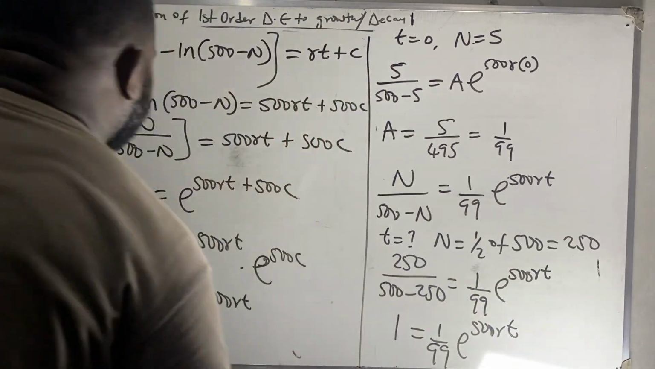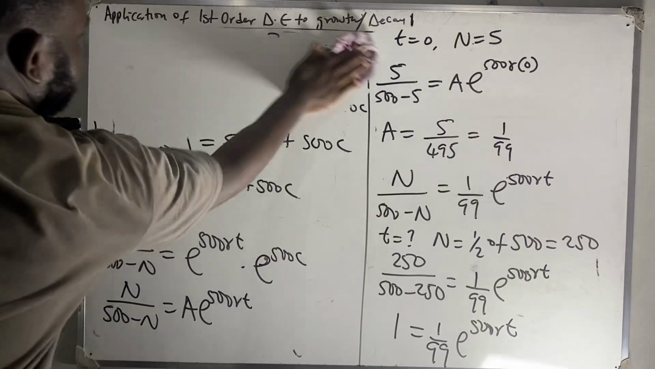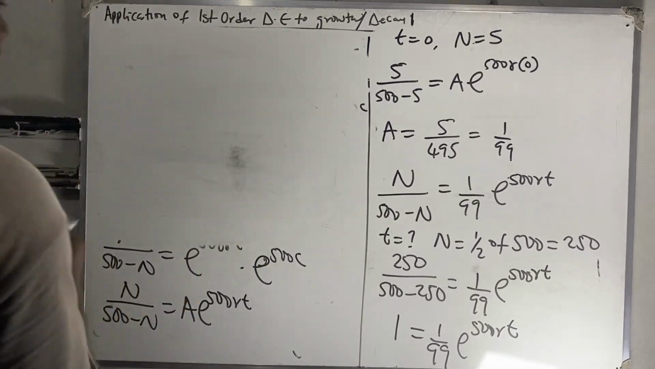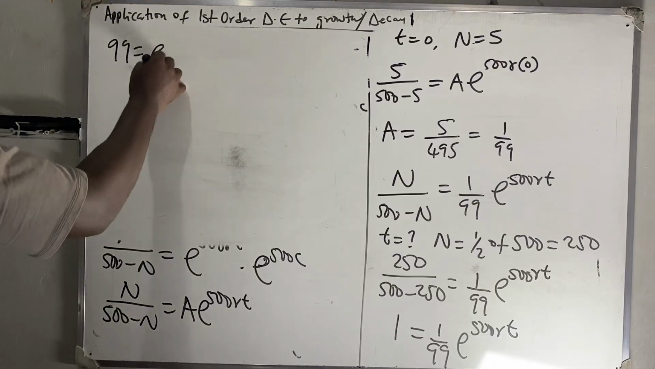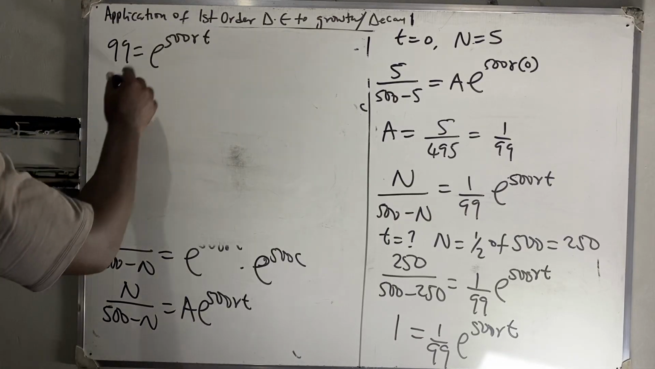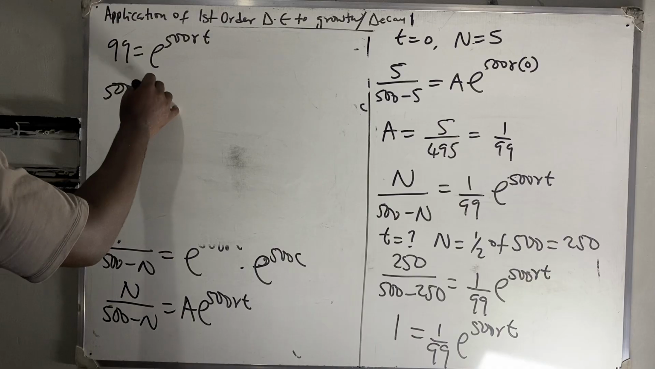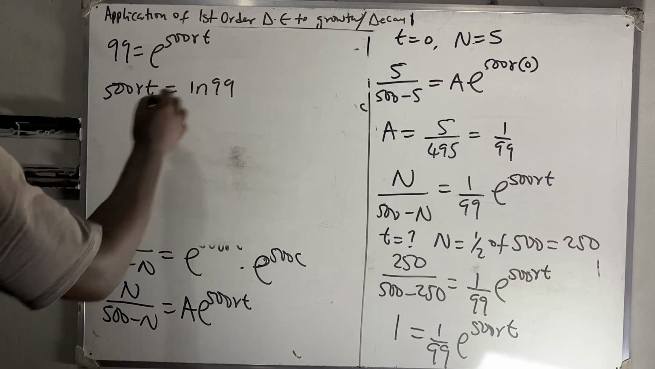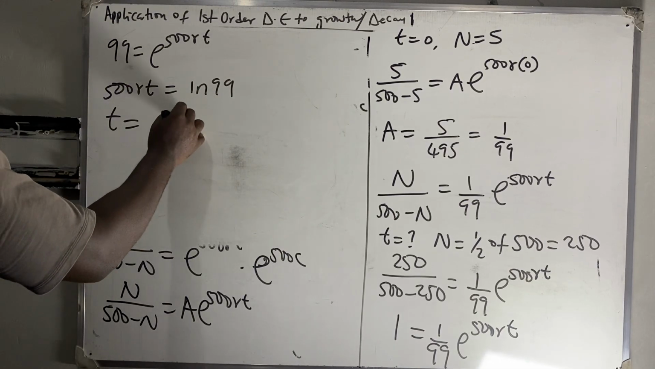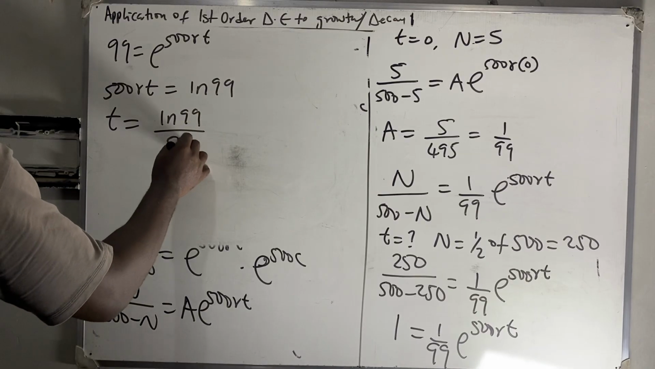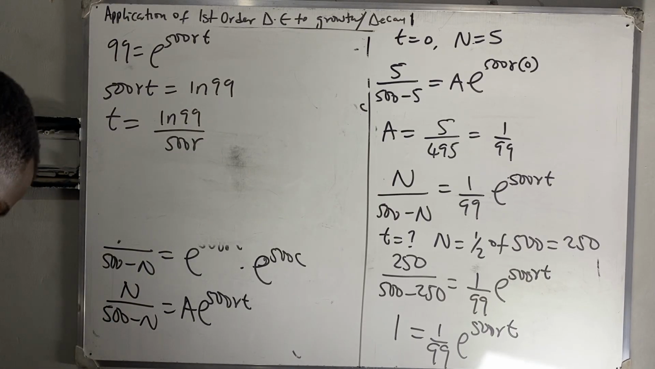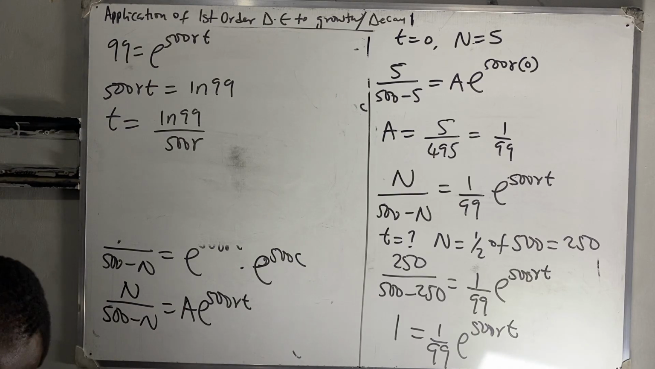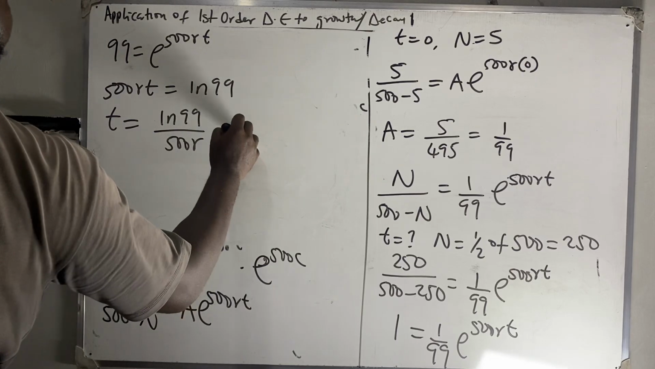If I cross multiply, I'm going to have that 99 is equal to exponential 500rt. So therefore, 500rt will be equal to ln 99. So the t I'm looking for will be ln 99 divided by 500r. So if we now get our rate, it will help us to find the time it will take. So put the unit of the time.